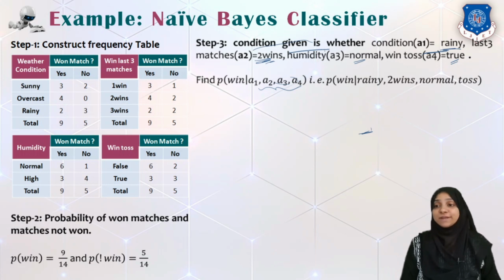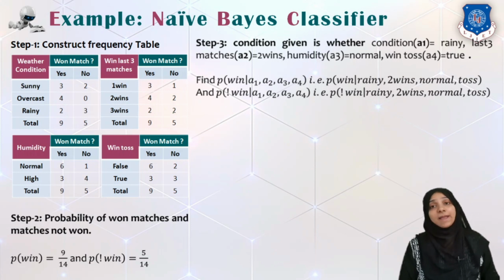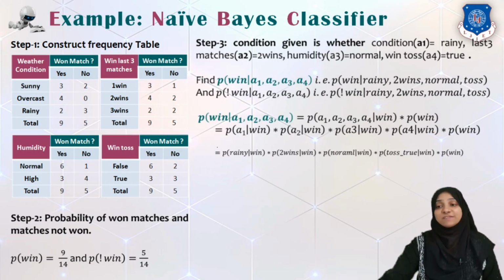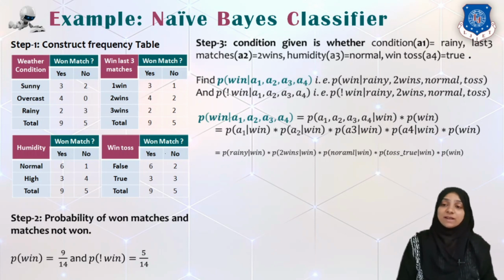So the probability of winning given rainy, two wins, normal and toss won. And we will also find the probability of not winning given all four same values. Let us start with the calculation of the first. The probability of winning given the four values A1, A2, A3 and A4, which are specified over here, can be given by our naive Bayes classifier as the probability of A1, A2, A3, A4 given that we have won this match, times the probability of winning.